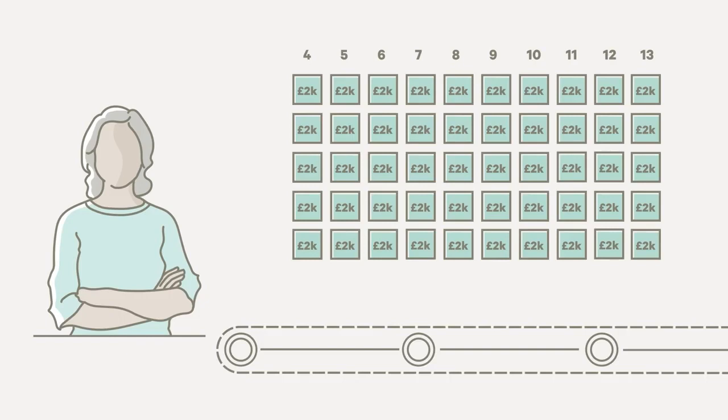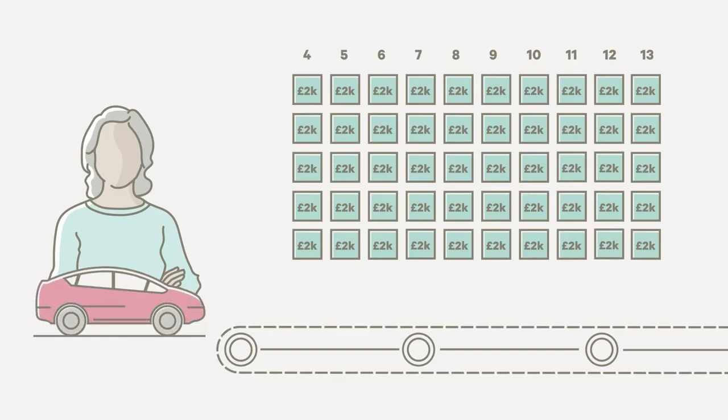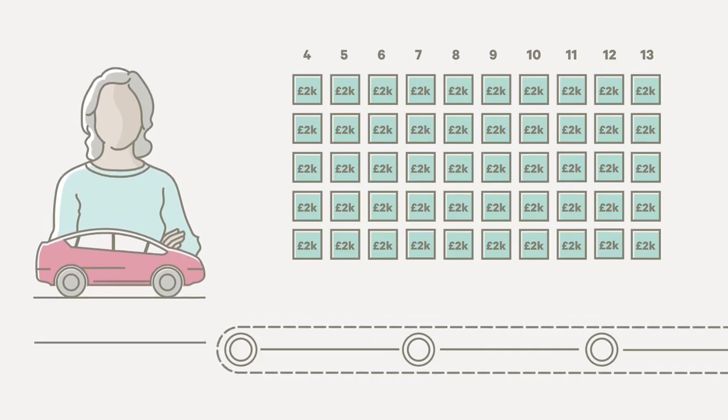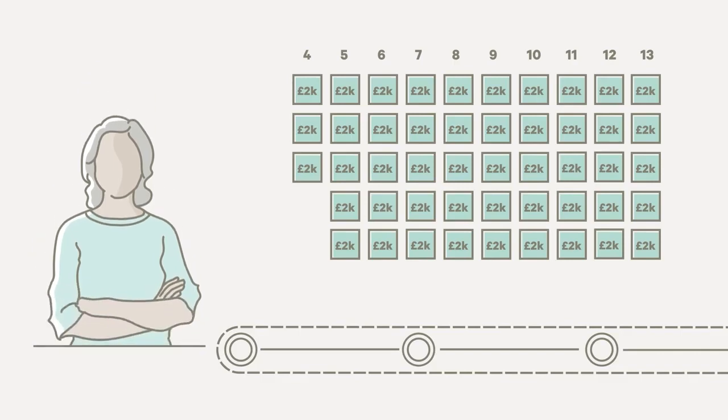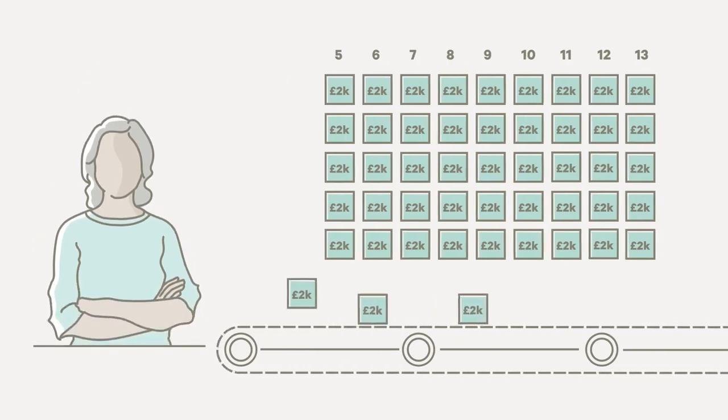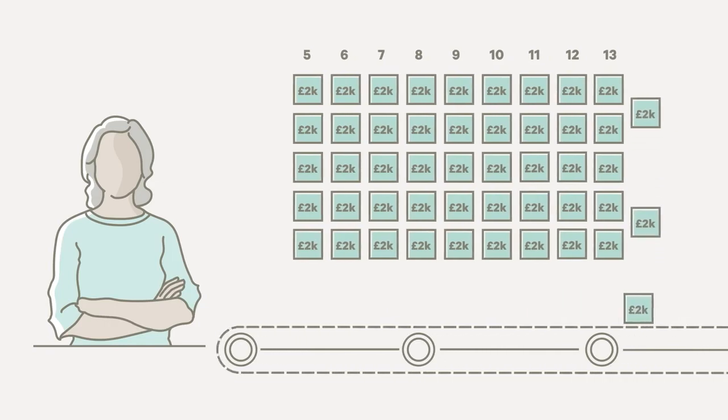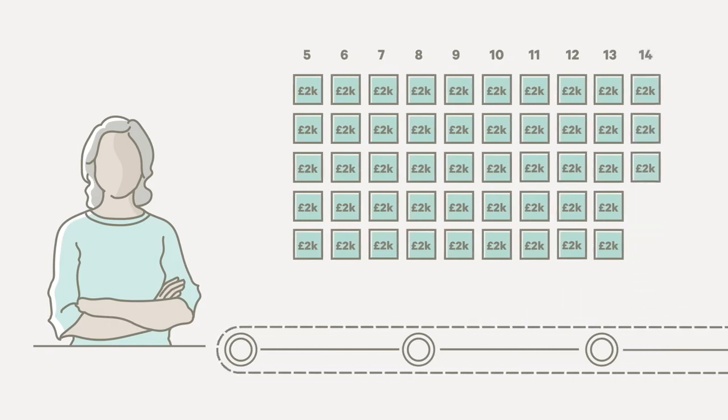Towards the end of year 4, she wants some extra money to buy a new car. The trustees she has nominated let 2 policies mature, so they fall off the conveyor belt and pay £4,000 plus any growth to Sally. The growth is subject to her marginal income tax rate. The remaining segments are again moved to the end of the conveyor belt, creating a 14th year.